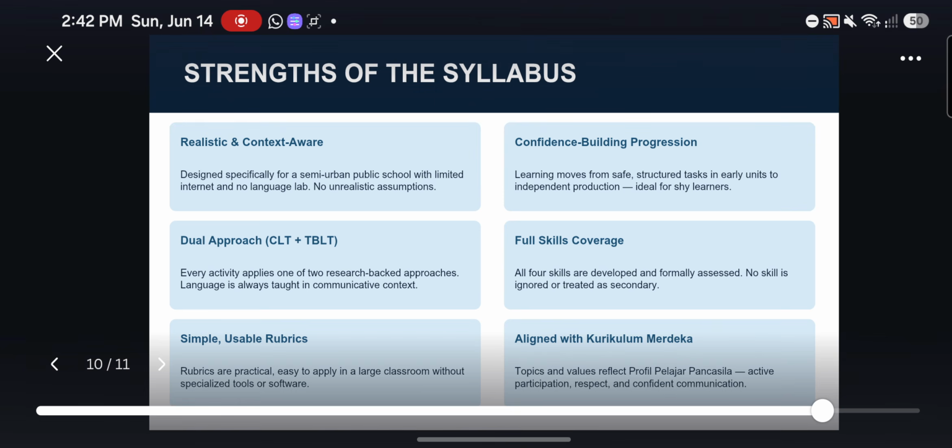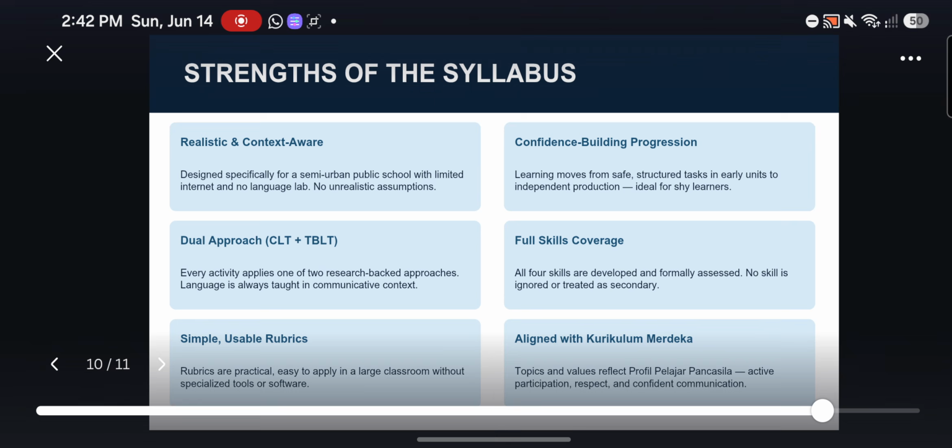Third is dual approaches, CLT and TBLT. Language is always taught in communicative context, never in isolation. Fourth is full skill coverage. All skills are covered and formally assessed, no skill is ignored: listening, reading, speaking, and writing.